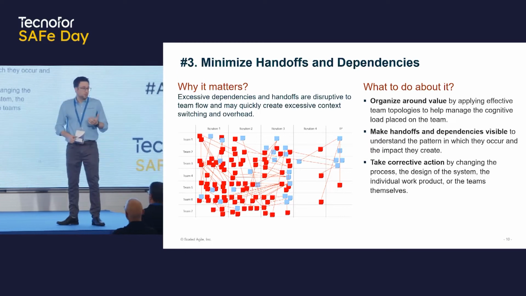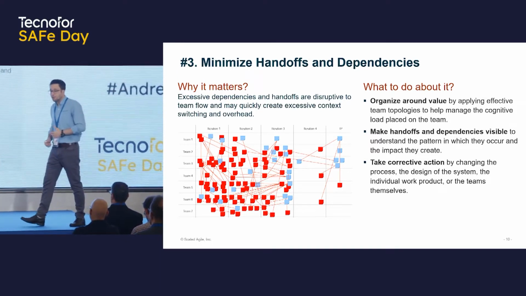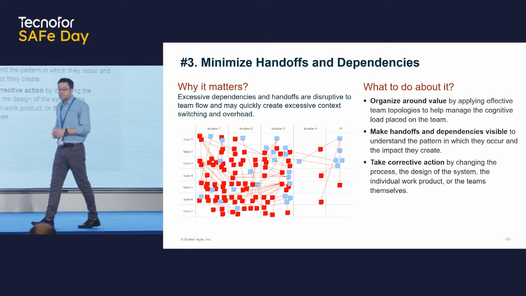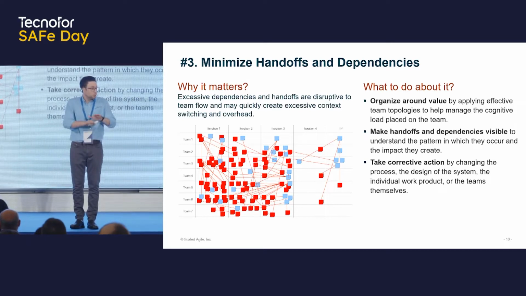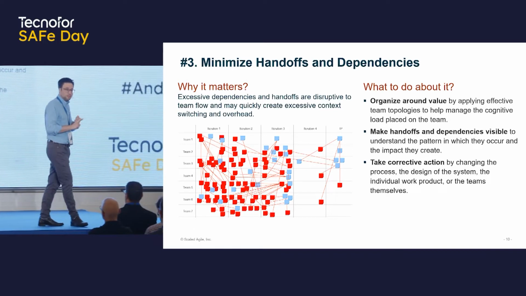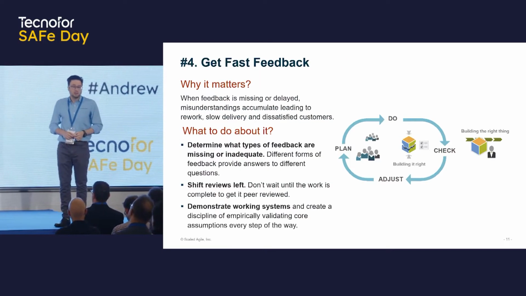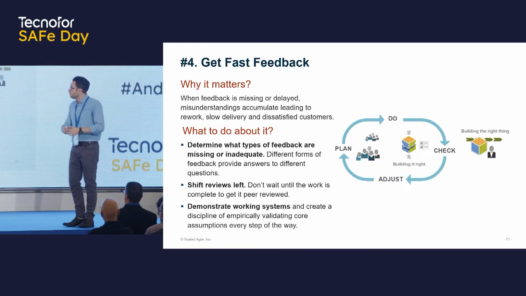Can we at least make them visible so we understand the problem we're trying to solve? And can we take some corrective action in terms of the way we describe our work, the way we define the system, the way we split the work amongst all the teams? So these first three are critical. We've visualized the WIP, we've looked at our bottlenecks, and now we're trying to minimize the handoffs and dependencies. The system is starting to work better now.